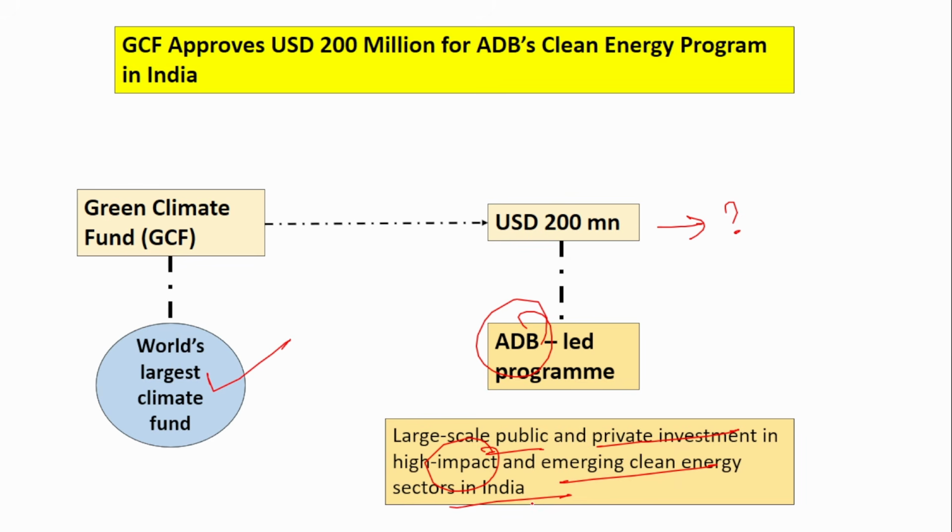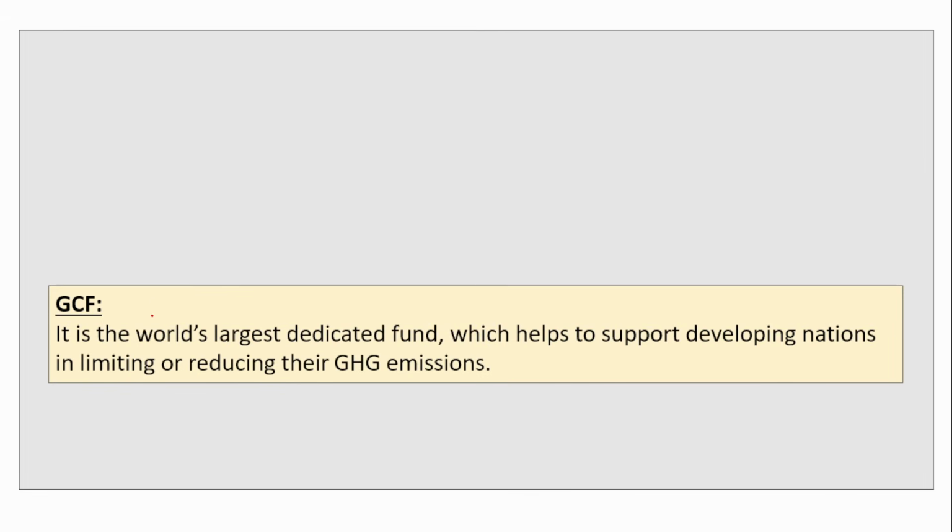So clean energy, we know that it requires a huge amount of investments, right? So this amount will support both the public and private investments in the clean energy sectors. Now, what is this Green Climate Fund? It is the world's largest dedicated fund which helps to support developing nations in limiting or reducing greenhouse gas emissions. So, if you want to invest in sectors or areas that will lead to the reduction in greenhouse gas emission, for those types of sectors, the Green Climate Fund will provide or sanction some amount of money.